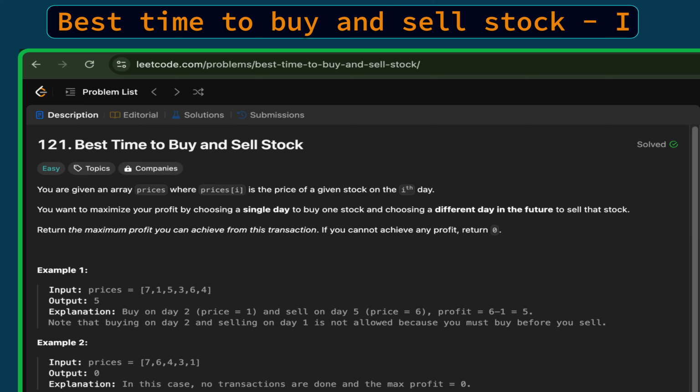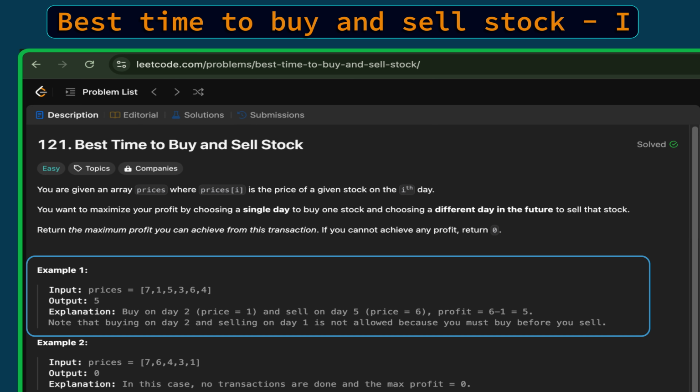To understand this a bit more, here are the two examples given. In the first example, there were different prices: 7, 1, 5, 3, 6, 4, right? And the maximum profit is output as 5. The explanation given is you buy on day 2, that is price equal to 1, and sell on day 5, which is price equal to 6, that is the maximum sell price. So you will get the maximum profit, 6 minus 1 is equal to 5.